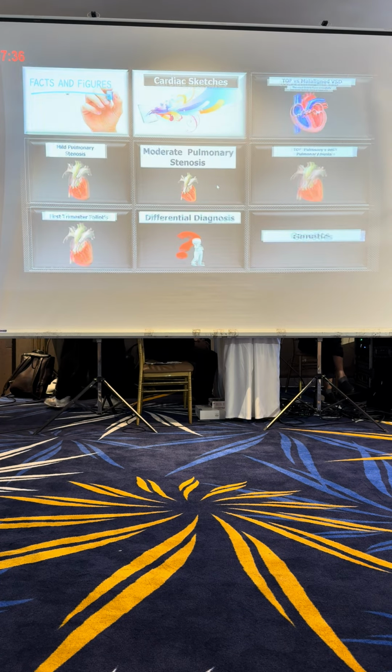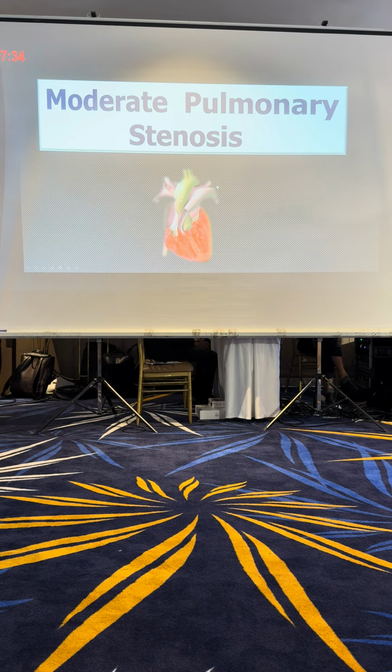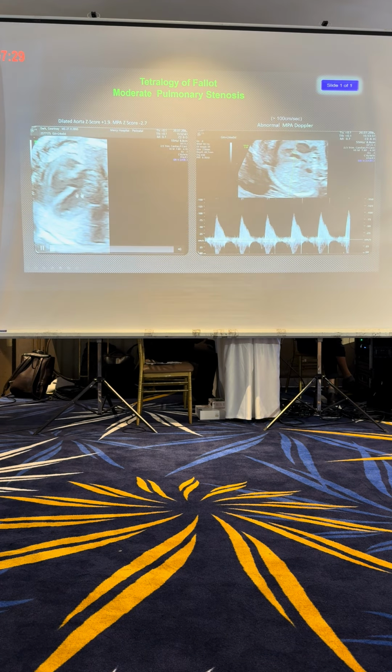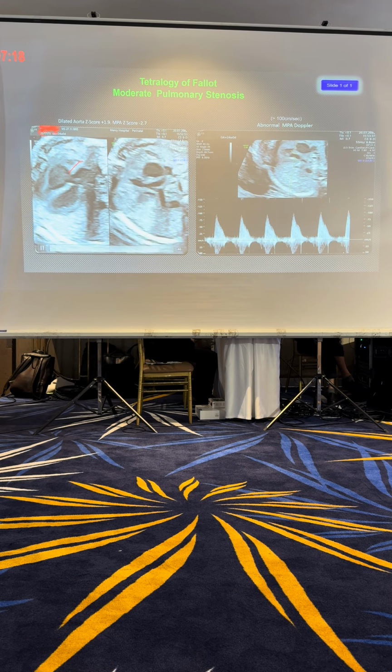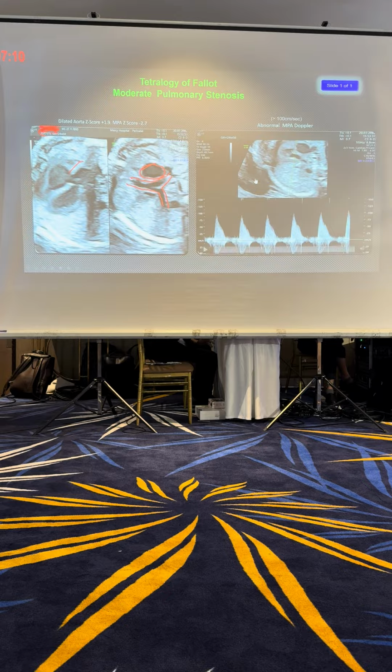The next group is moderate pulmonary stenosis. Everybody in this room can make this diagnosis. So we look at this baby, you see the aortic override here, and the interventricular septum, and here's the valve. You say, Simon, how can you be sure that this is a tetralogy? When I look at the pulmonary artery, it's coming out of the right ventricle, but the pulmonary artery is much smaller than the aorta. So this is a moderate degree of pulmonary stenosis, and the velocities are 125 centimeters a second.